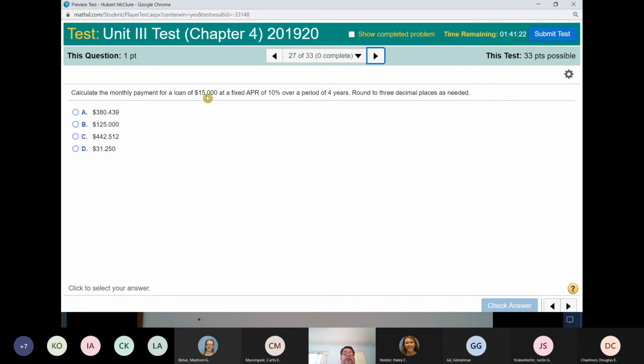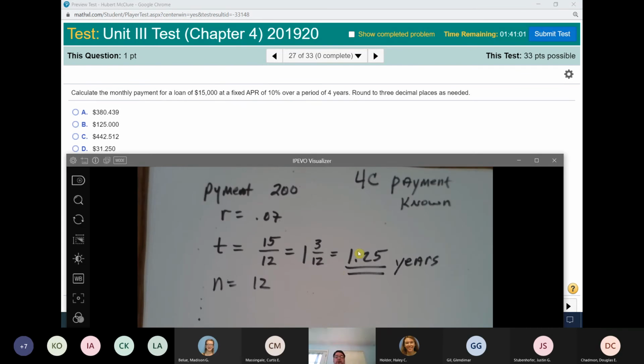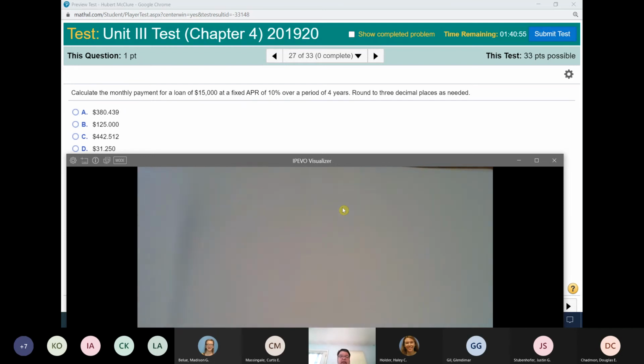Calculate the monthly payment of a loan of $15,000 with a rate of 10% over a 4-year period. Okay, this looks like simple interest. So $15,000. I'll show you how to do this one right quick. And I know I'm out of time, but I'm going to show you how to do this one because we didn't do too many simple interest problems. I told you the story of my dad loaning money out, and that was about it.